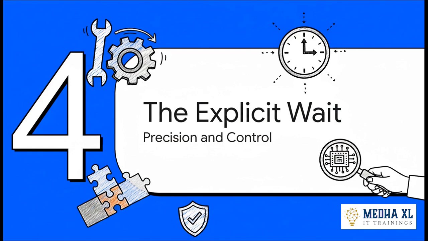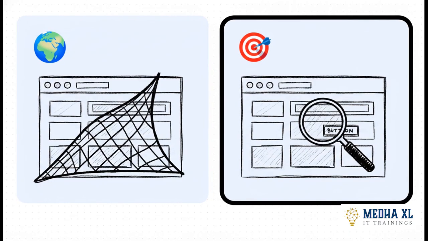Honestly, this is the preferred method for any serious automation project. And this slide just nails the difference. An implicit wait is global, and it only asks one simple question: is the element present anywhere in the page's code? But an explicit wait is specific.